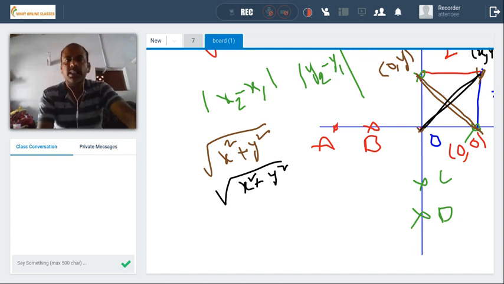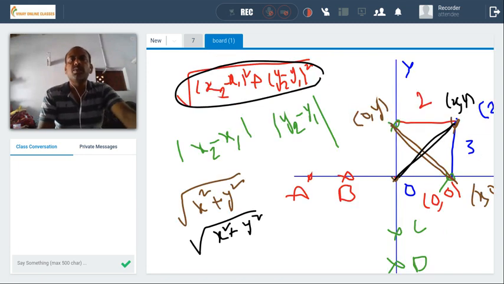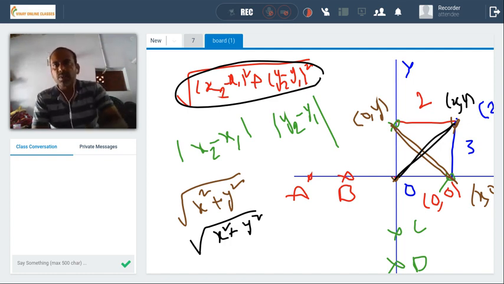The main formula is square root of x2 minus x1 whole square plus y2 minus y1 whole square. The first point you can take as x1, y1 and the second point as x2, y2. Then the distance between 2 points is equal to square root of x2 minus x1 whole square plus y2 minus y1 whole square. So up to now whatever I explained, let us recollect it.